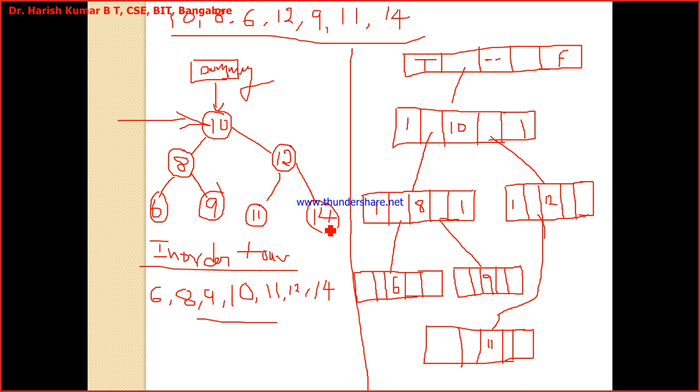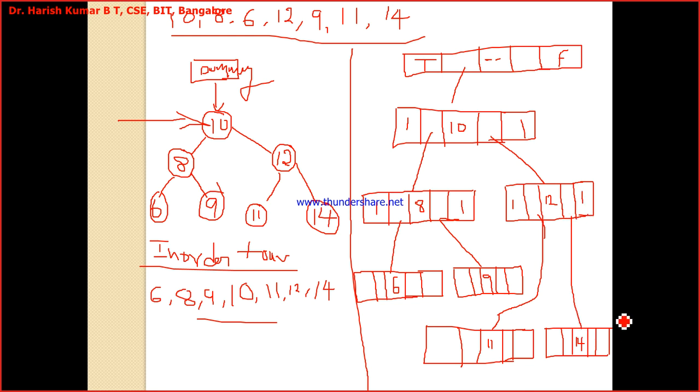Is there a right child for 12? Yes, the right child also exists. So the right child is 14. This is for holding the address of the right child of 14. This is for holding the address of the left child of 14. And this is pointing here, and this is also made 1.